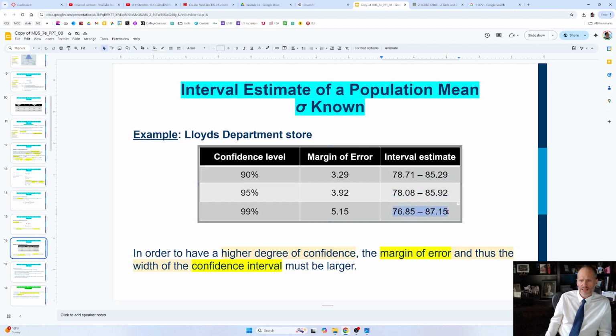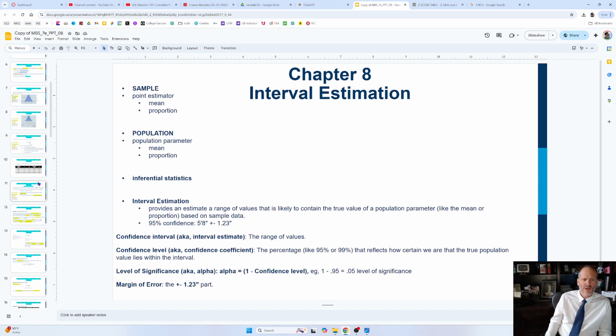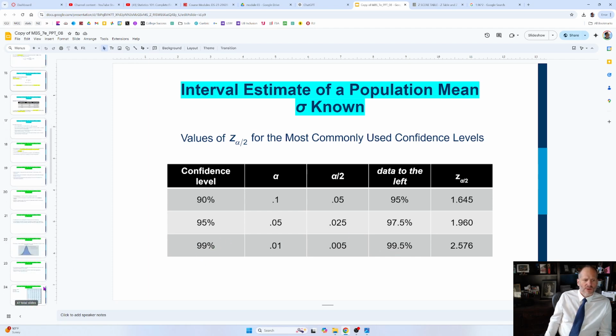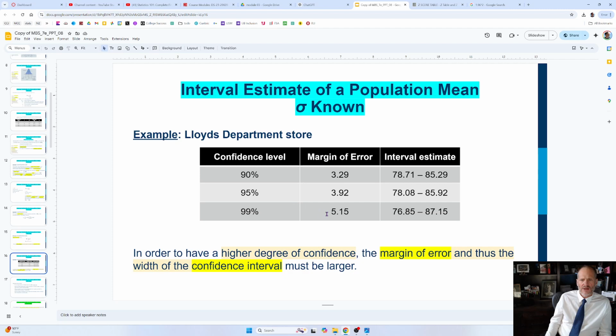And this is the widest, which means we have even more confidence that our population mean will fall within this confidence interval, right? This interval estimate. So, the wider, which one am I looking for? I'm looking for this one. The wider our margin of error, right, the higher our confidence.